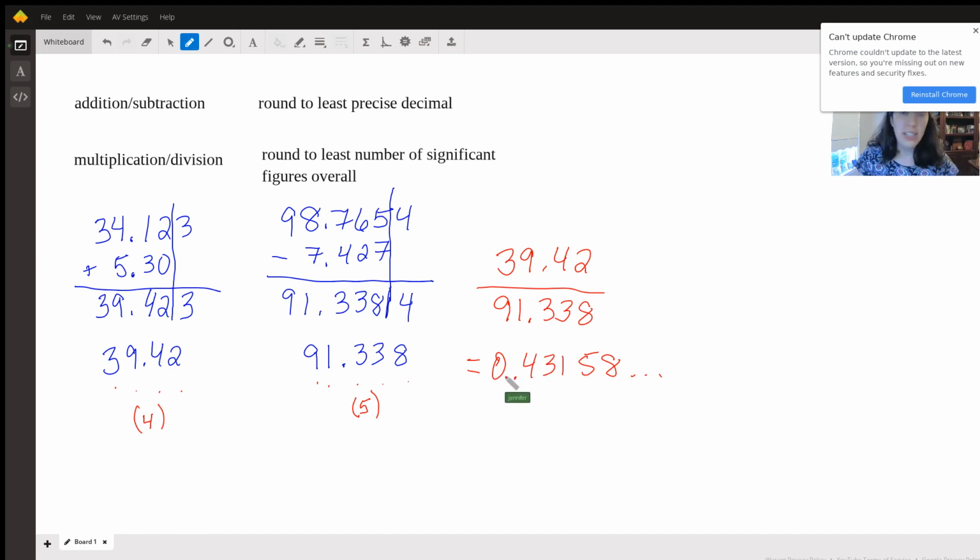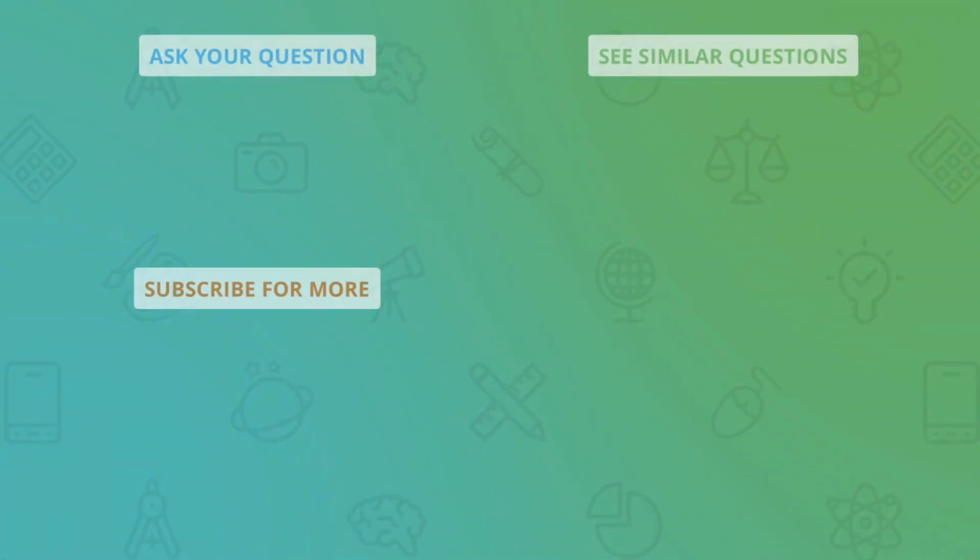Zeros in front are not significant. They're just there to show you where the decimal is. So 4315, that's our first 4 significant digits. This 8, this is going to be our rounding point. And because the 8 is above a 5, that's going to make us round up. So we're going to get 0.4316 for our final answer to this problem.